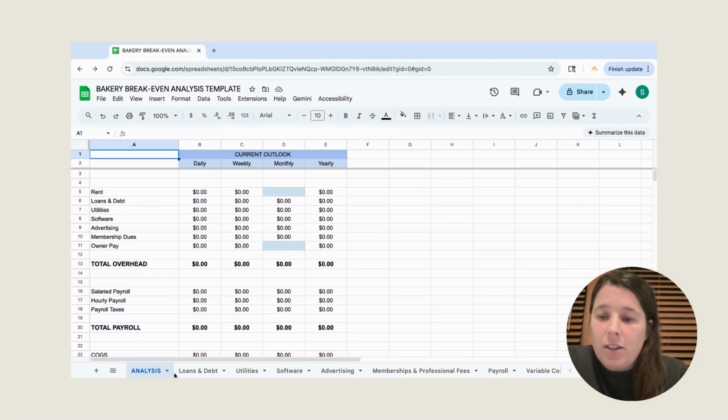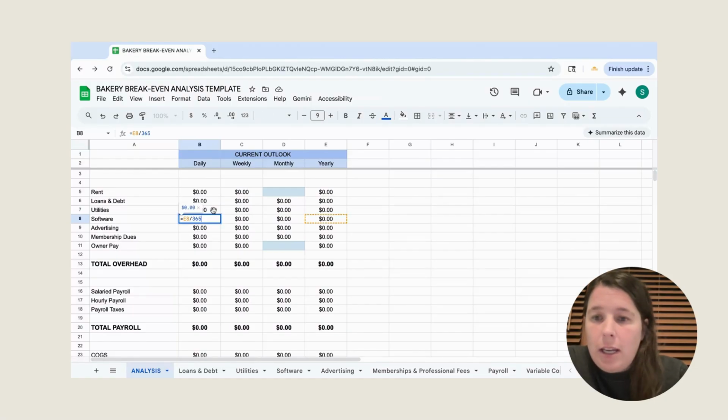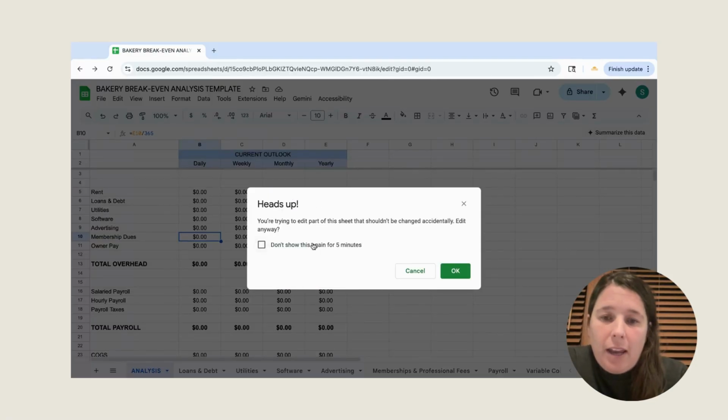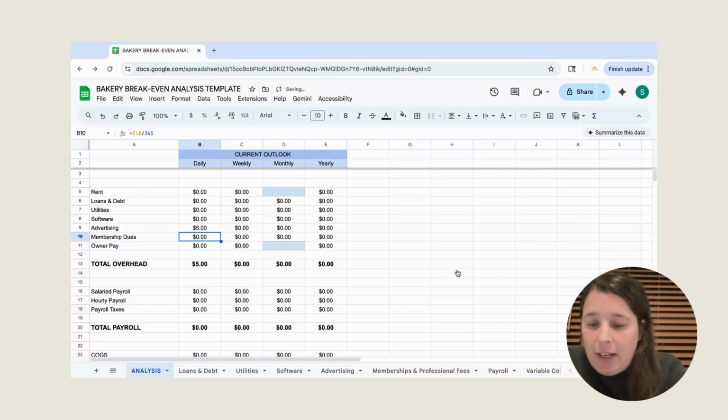So the way this works is you can see down here, you have all of these tabs that are going to help you calculate these costs. Most of these cells you're not going to be able to edit. If you try, for instance, to make that a 5, it's going to pull up a window that says you're trying to edit part of this sheet that shouldn't be changed accidentally. So you shouldn't be able to edit anything that will break the spreadsheet. These boxes that are in blue are the ones that you're going to edit.